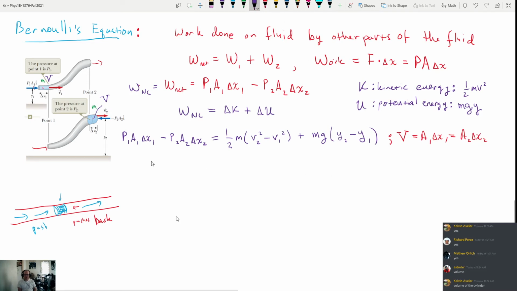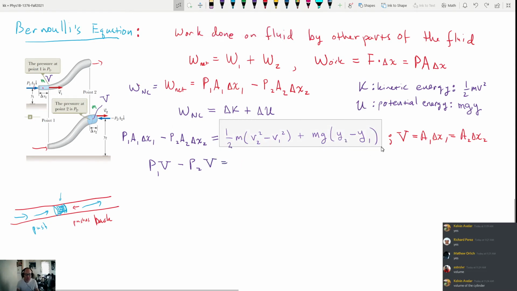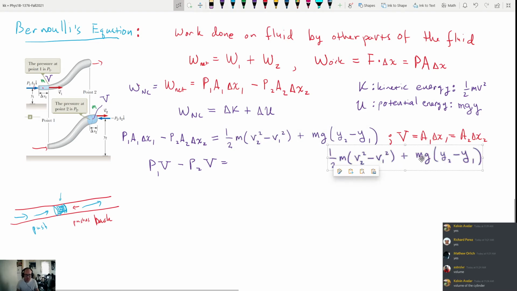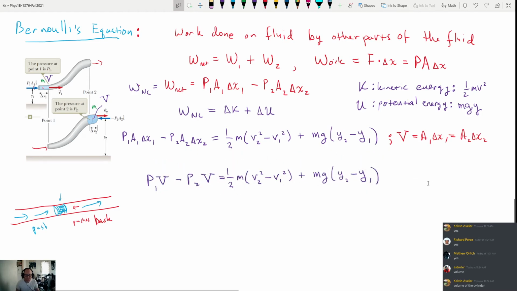So now we can write our equation like this. The left-hand side becomes P1 times V minus P2 times V equals, all this stuff doesn't change, so we'll just copy it down. And let's just look at this equation for a second before we write the next line. Okay, so the pressure at point 1 is P1. The pressure at point 2 is P2. This is the pressure from the rest of the water in our container. Now, the difference between those pressures times the volume is related to the change in energy of the system.